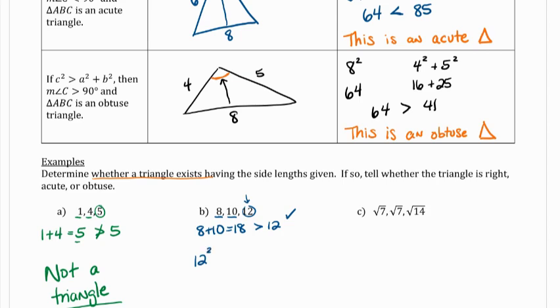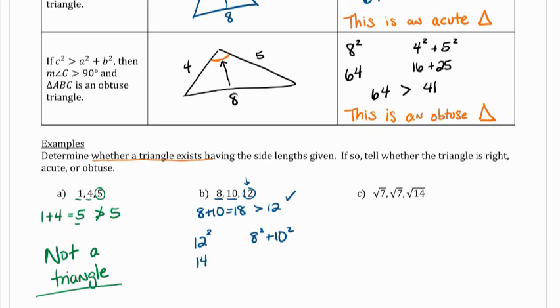So I'm going to do 12 squared. And then I want to compare that to 8 squared plus 10 squared. So 12 squared is 144. And then we've got 64 plus 100. So that 144 compared to 64 plus 100 is 164. So our 144 is smaller, right? That potential hypotenuse is smaller, or the square of it is smaller than the 2 legs squared. So that means that this would be an acute triangle. Okay. All right, and we've got one more over here.